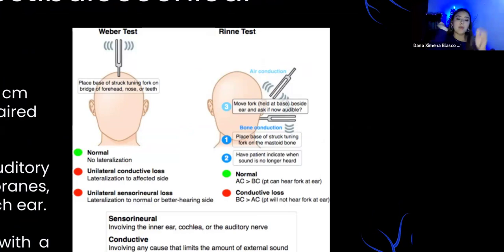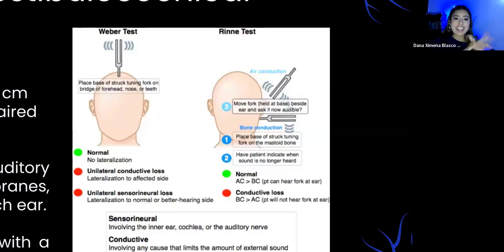It is normal that you first strike the fork, because it has to vibrate. If you don't do anything, it won't vibrate, and we have to have that vibration. Then we place it over here, and normally there's no lateralization. The patient doesn't feel the vibration going to one ear and not the other one.